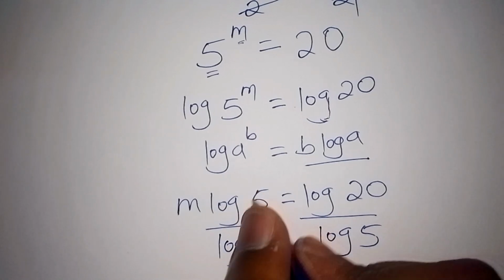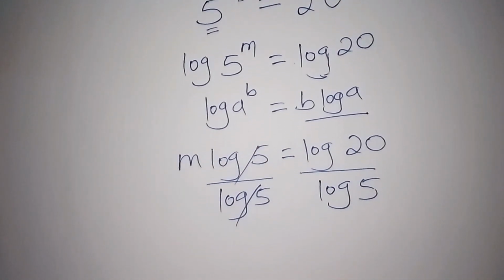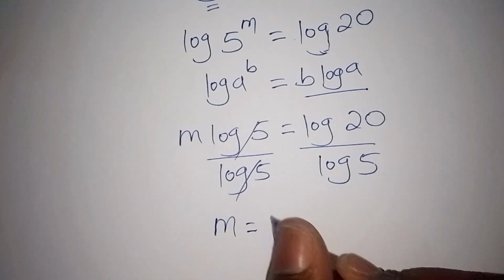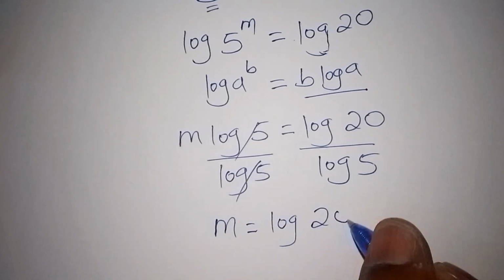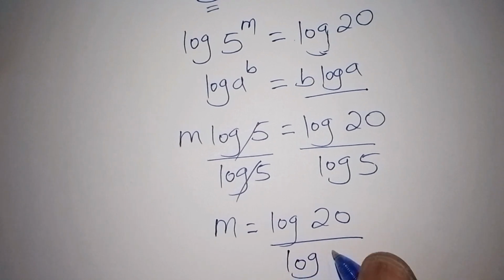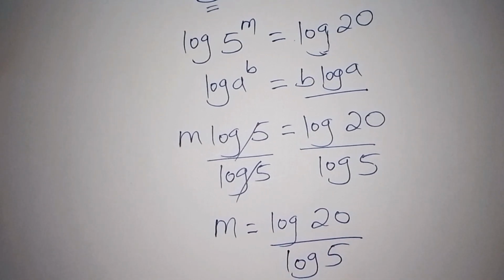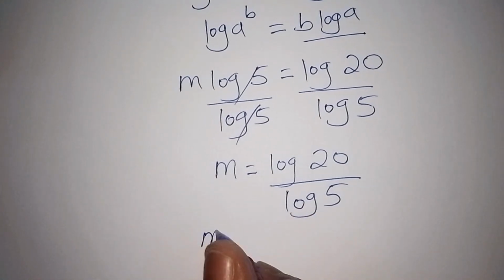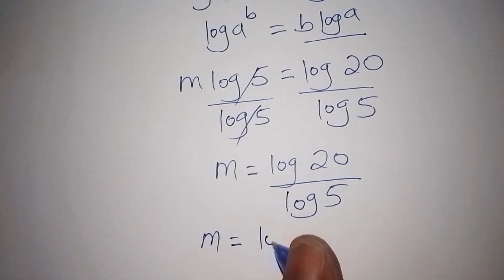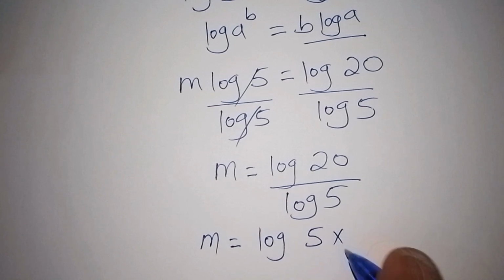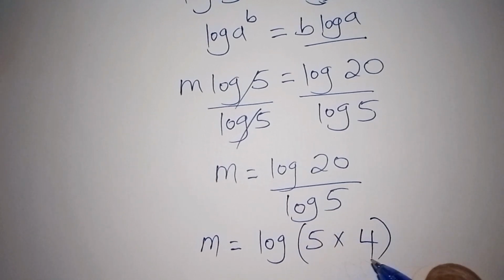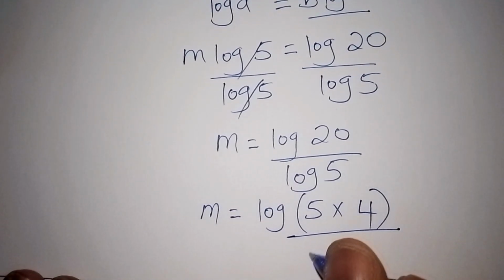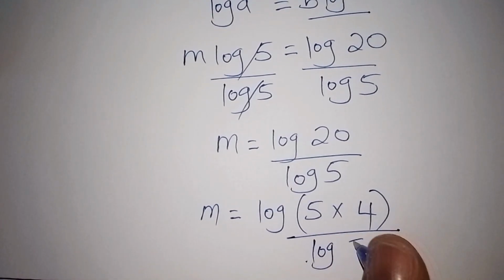So the log of 5 and the log of 5 cancel. Now we have m is equal to the log of 20 all over the log of 5. The log of 20 can also be expressed by saying that m is equal to the log of, in brackets, 5 multiplied by 4, all over the log of 5.